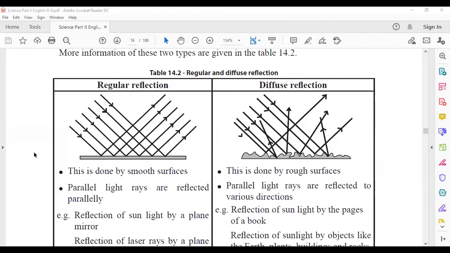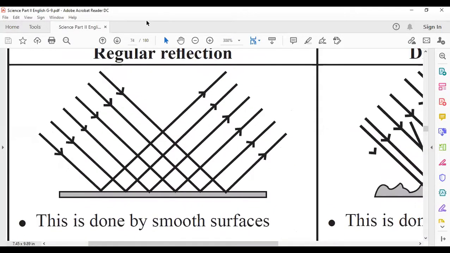What are the two types of reflections? Regular reflection and diffuse reflection. In the regular reflection, you have this picture, I think, right? You have these pictures here. What kind of rays are these? Tell me, what is the name of those rays?